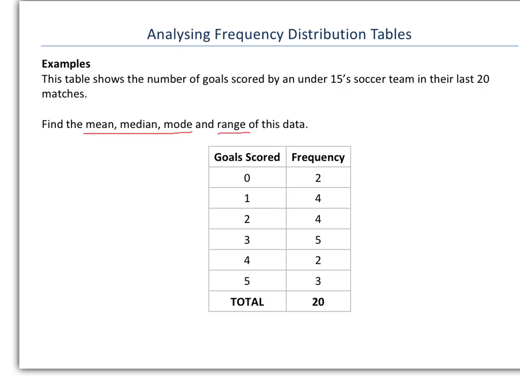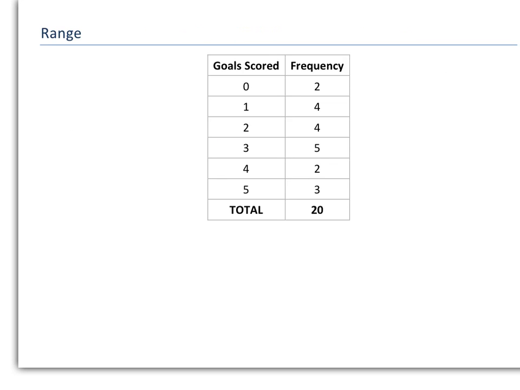In the first part of this lesson, we will look at the two simplest calculations, the range and the mode. In parts 2 and 3, we'll investigate the more challenging calculations to find the mean and then the median scores. So let's start with the easiest one first.